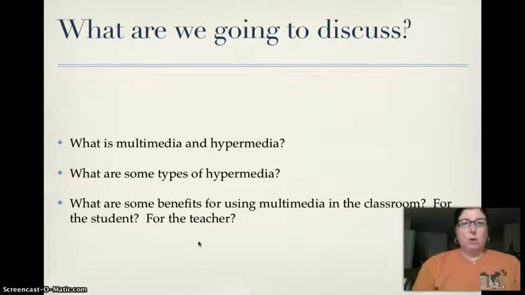Secondly, I'm going to talk about what are some types of hypermedia. And we've discussed that in some of our previous assignments already. And thirdly, I'm going to talk about what are some benefits of using multimedia in the classroom for both the student and for the teacher.